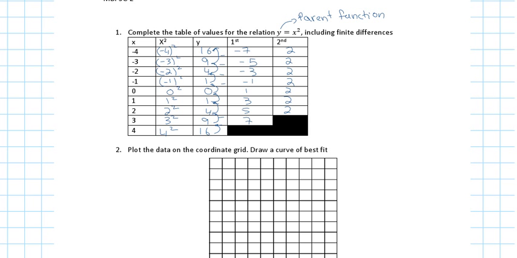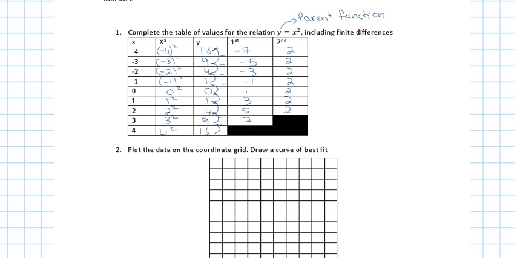Okay? So we notice that our second difference is constant. We knew that because it's a quadratic, right? But at least now we know for sure that we've done it correctly. Now, we're going to graph our points, the x and the y values.